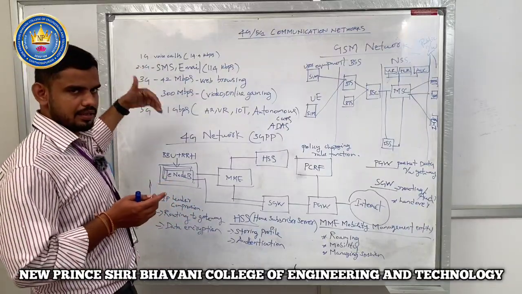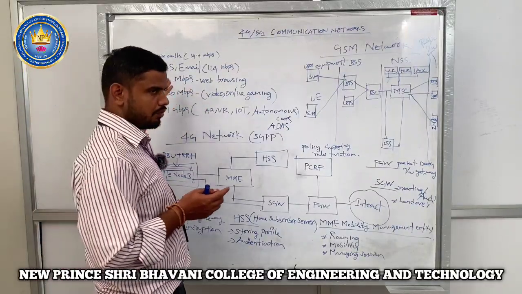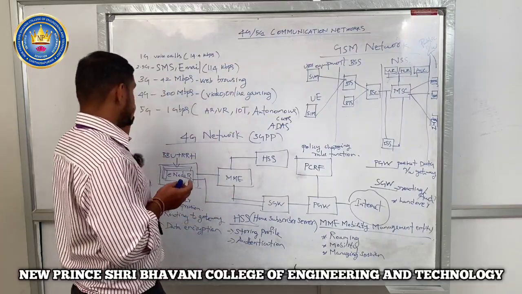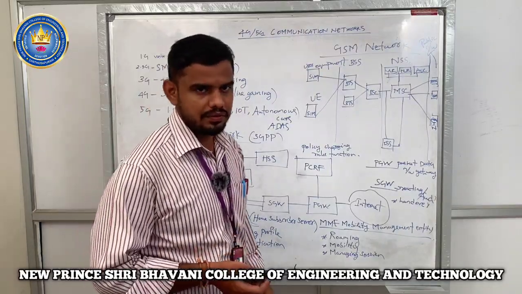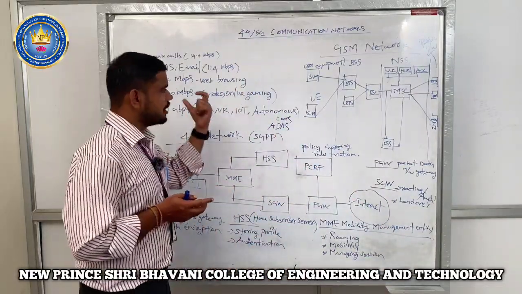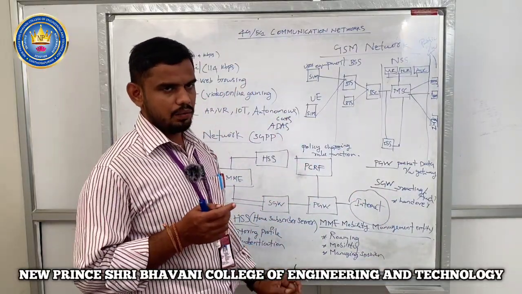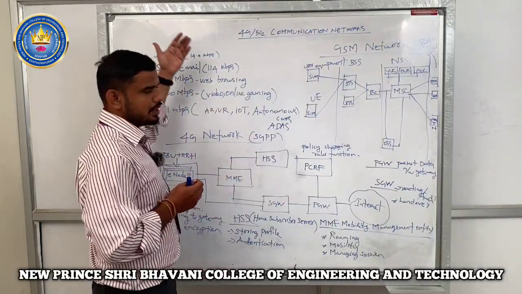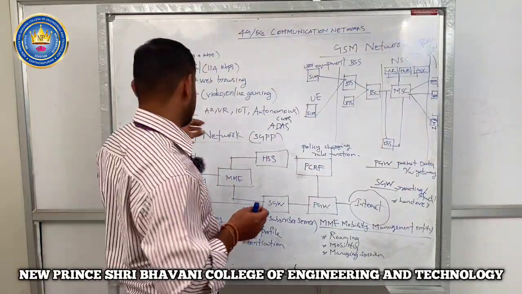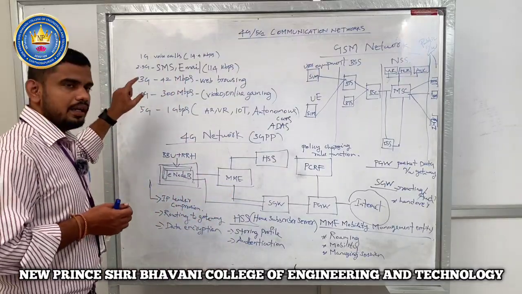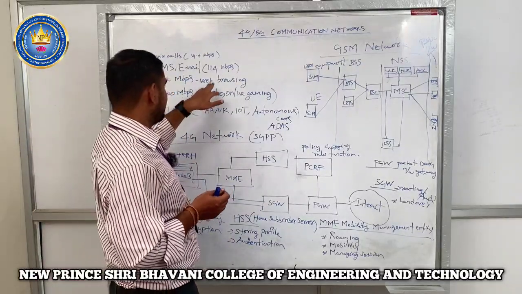And next is 2.5G, the next communication network after first generation. That is dedicated for SMS and email services. Okay, SMS and email services. The speed of that network is 114 kbps, somewhat better than the first generation. And the third one is the 3G network, that is for web browsing.